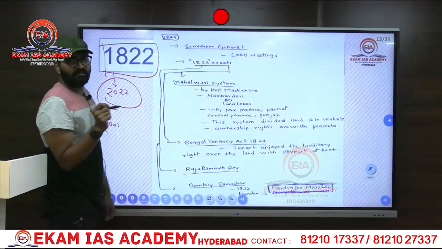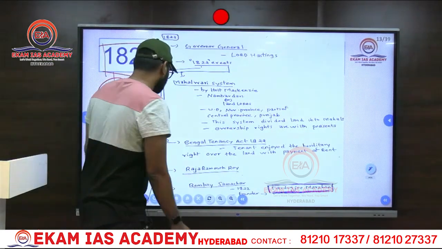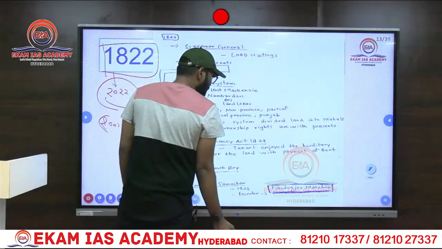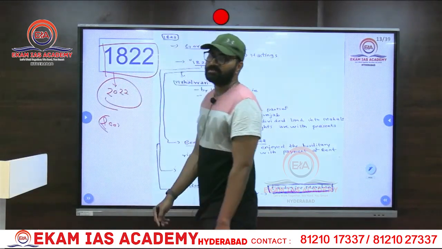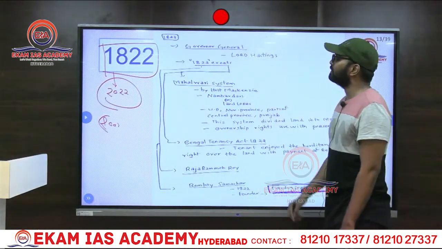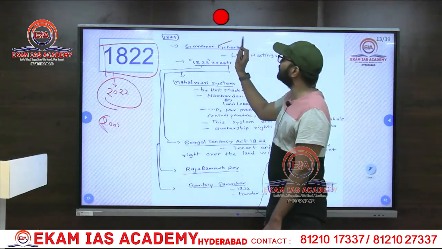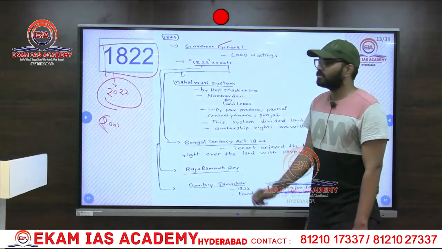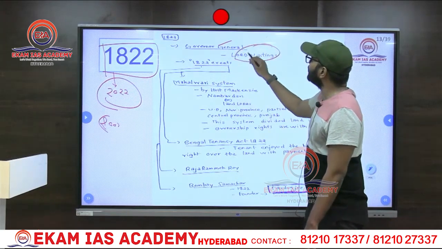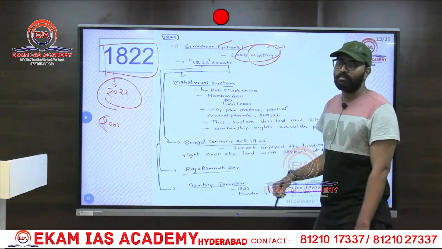If you don't have this, try to write it down, because it may help you. I didn't find it anywhere, because it's our own effort. See here, 1822, who is the Governor General? Lord Hastings. Just study about him, just know some data about him.